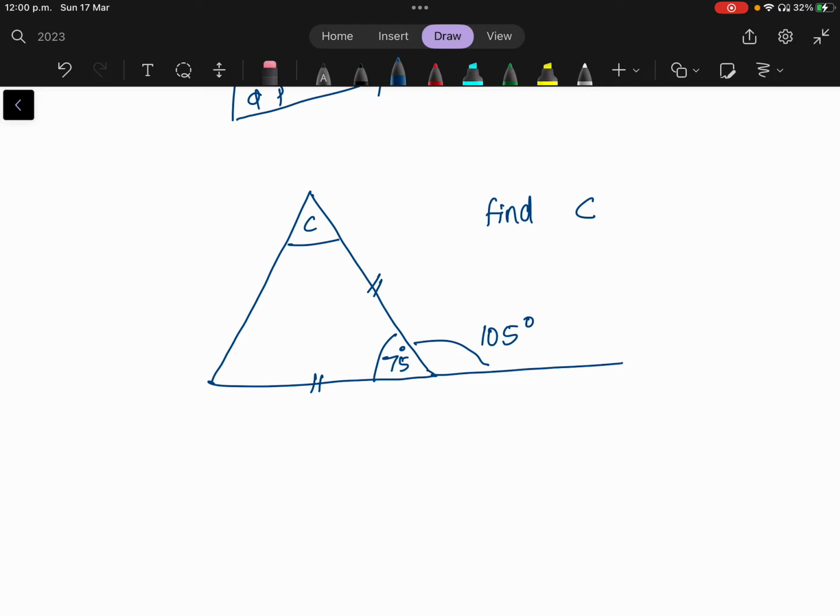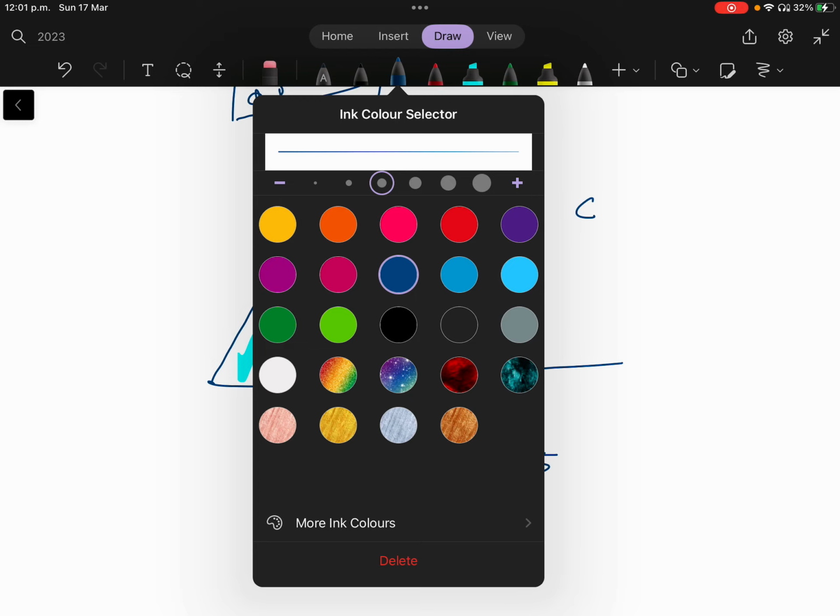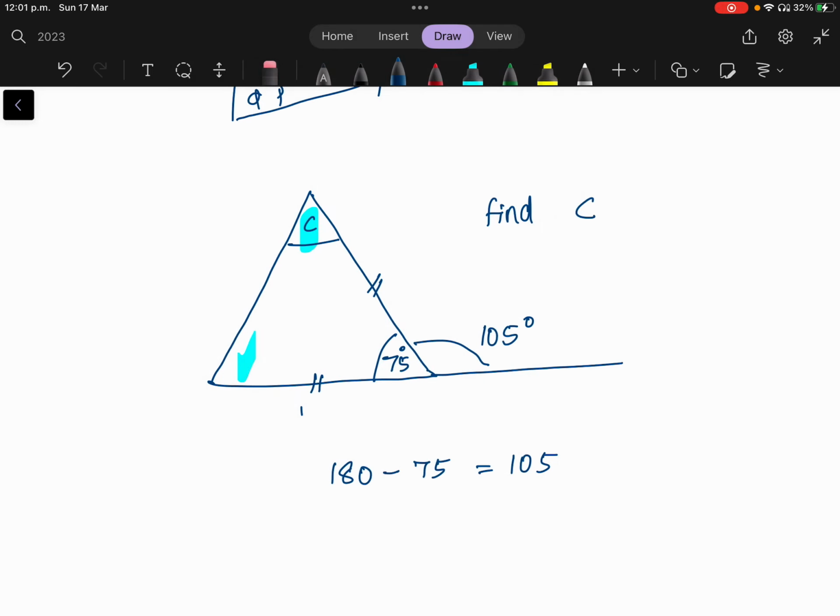And see, this is an isosceles triangle, so this angle and this angle will be the same. The total sum of all the angles is 180 degrees. So I will do 180 minus 75, which will come to 105. And 105, I have to split between these two blue spots, right? So it is 105 divided by 2, which is equal to 52.5.